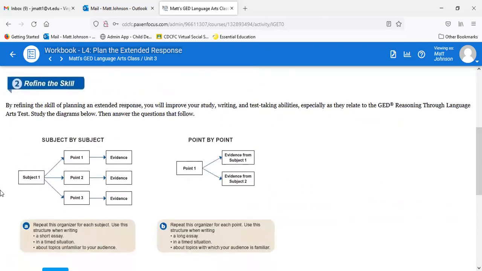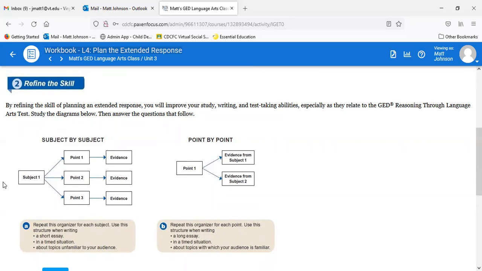But again, what it's showing here is the difference between the two, right? So with the subject, you're going to go point 1, evidence, point 2, evidence, point 3, evidence. And like it says at the bottom, repeat this organizer for each subject. Use this structure when writing a short essay in a timed situation about topics unfamiliar to your audience. On point by point, repeat this organizer for each point. Use the structure when writing a long essay in a timed situation, or about topics with which your audience is familiar.